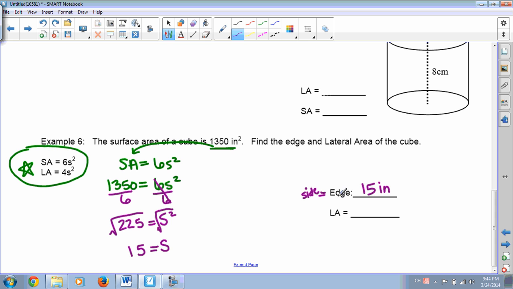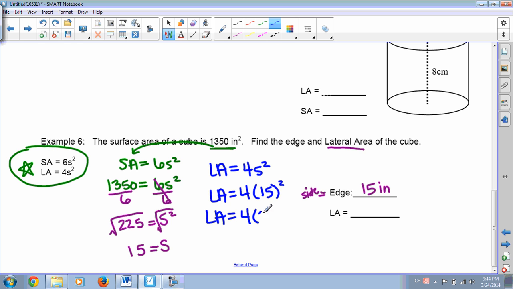Now that we know that the edge or side length of this cube is 15 inches, we need to find the lateral area. It gave us the formula for lateral area of a cube right here. Lateral area is equal to 4s squared. So lateral area is equal to 4 times our side squared, which is the same thing as an edge. So 15 squared, we learned from over here, is 225. So 4 times 225 would be 900. So the lateral surface area of our cube is 900 inches squared.